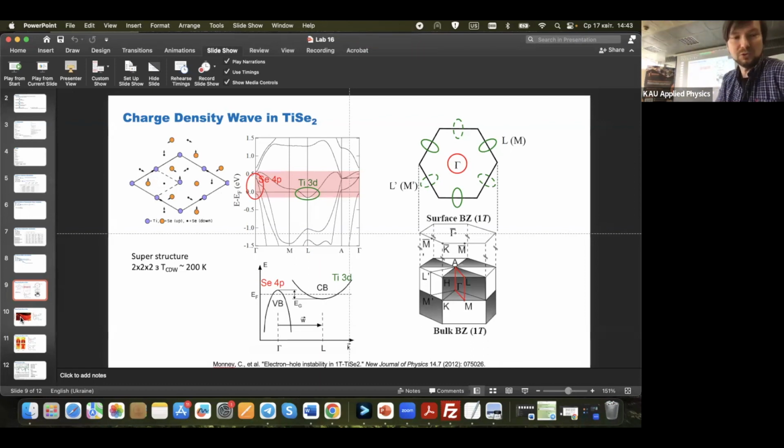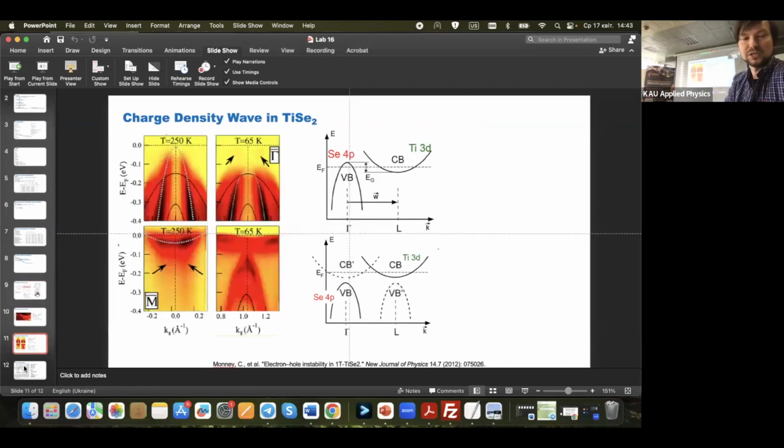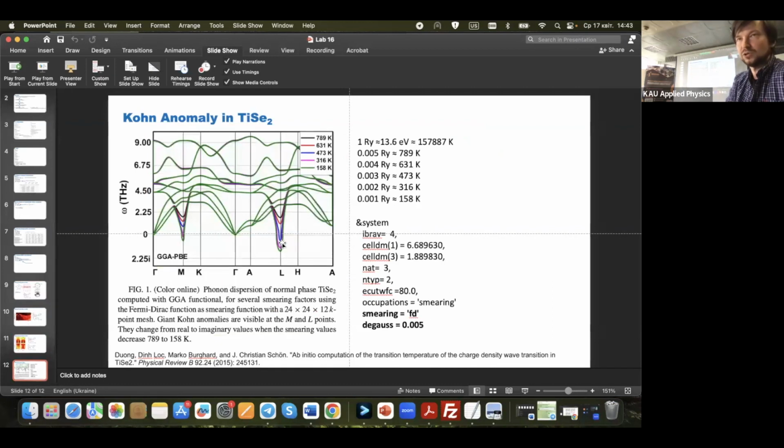And usually people are looking for the CDW phases, hunting for these Kohn anomalies. If they have this Kohn anomaly, then they know the direction in which they have to change the atoms, the atom order, to get this stable structure. And they get this huge supercell.